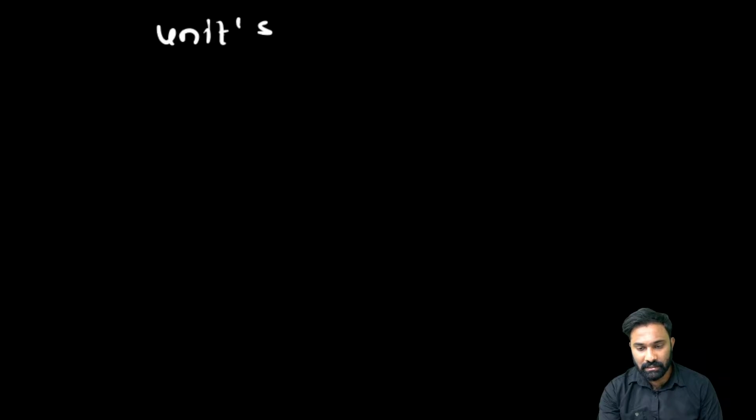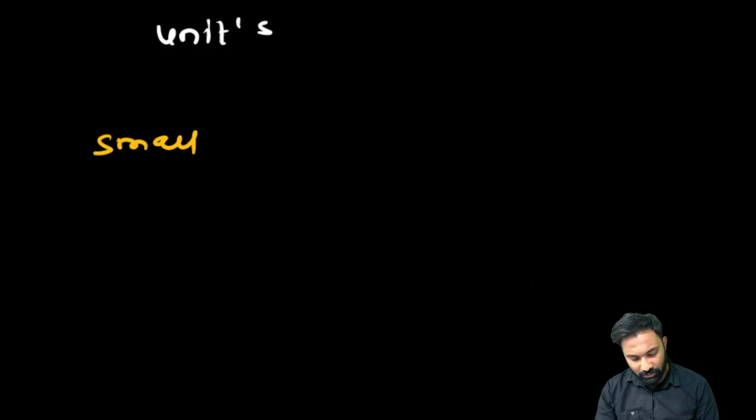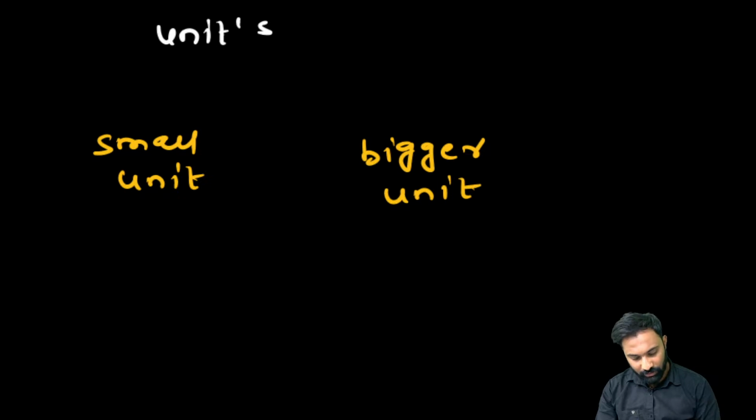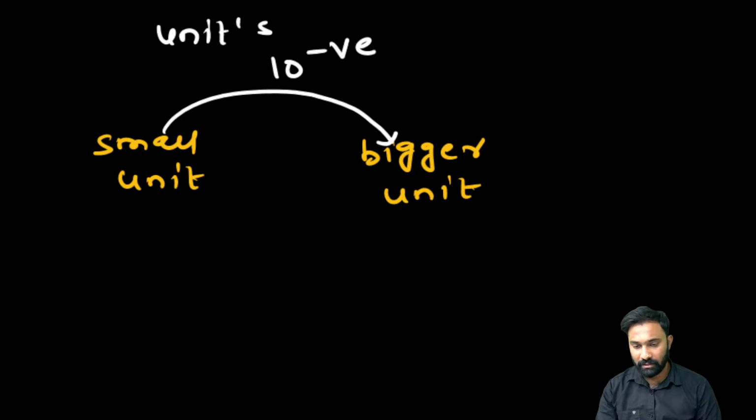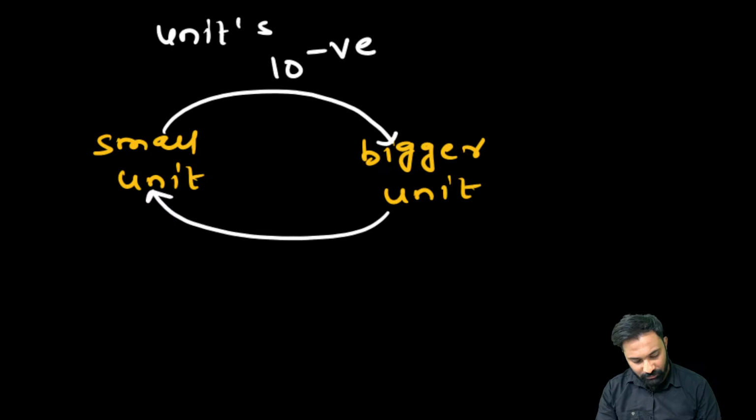Now in these units, I want to give you one easy statement on how to identify any unit. See, if you are going from a smaller unit to a bigger unit, the power varies as 10 to the power negative. If you are coming from a bigger unit to a smaller unit, the power varies as 10 to the power positive. Right? 10 to the power positive.